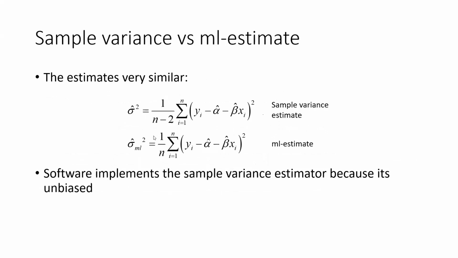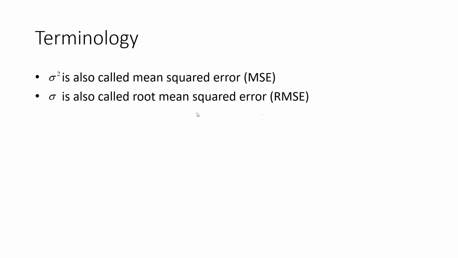Just to look at them side by side, we have these two estimates: the sample variance estimate, where we divide by n minus 2. This is unbiased. This is the one we use. And the maximum likelihood estimate, which we divide by n. Of course, if n is really, really large, then it doesn't matter because it's sort of the same thing. The software implements this one. This is the one we use. Sigma squared is also called the mean squared error, MSE, and sigma by itself is also called the root mean squared error, or RMSE.